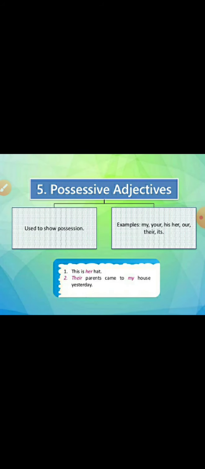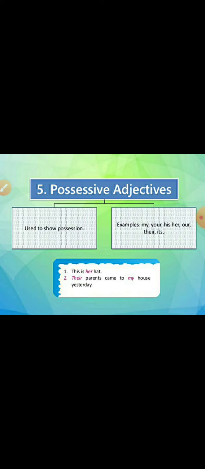Next comes possessive adjectives. Possessive adjectives कौन से adjectives होते हैं? Possessive adjectives indicate possession. They are used to show possession. कोई चीज़ किसकी है? कोई चीज़ किसको belong करती है? My, your, his, her, our, their, its.